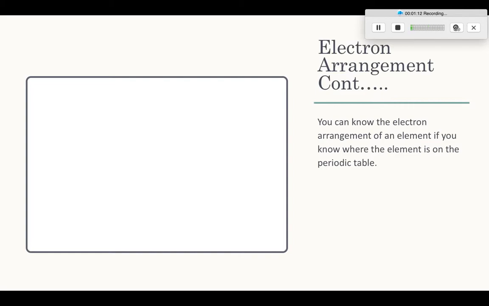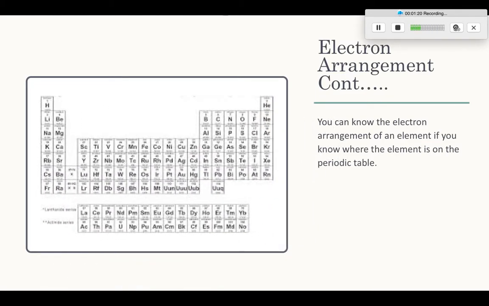Electron arrangement, continued. You can know the electron arrangement of an element if you know where the element is on the periodic table. Here you have a picture of the periodic table, and let's say you take a random element and you look at its atomic number. Now you know how to make the electron arrangement for that certain element.